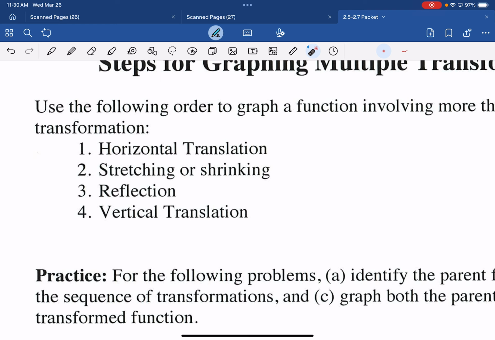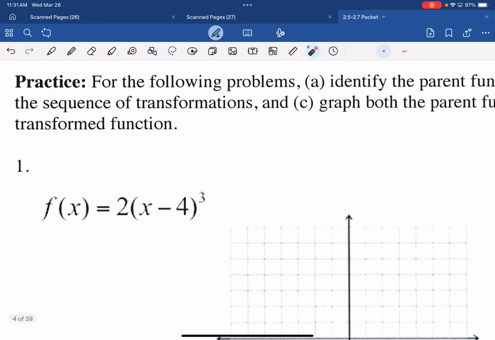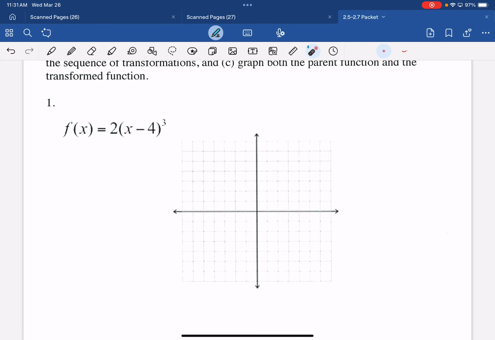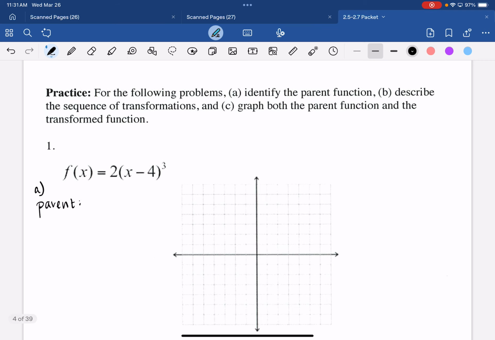So our horizontal and vertical translations are like our sandwich. There are two ends of the sandwich, first and last. In the middle is where we do stretch and reflection. Okay? So let's come down here. Here's my function. I'm always going to start with my parent function. That's part A, as our directions tell us: identify the parent function. That's a good place to start.